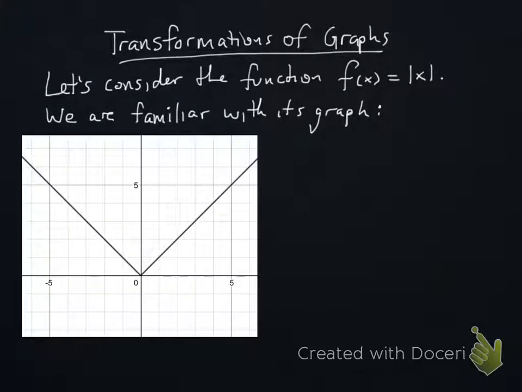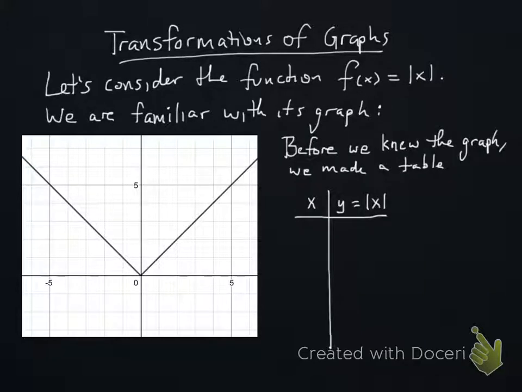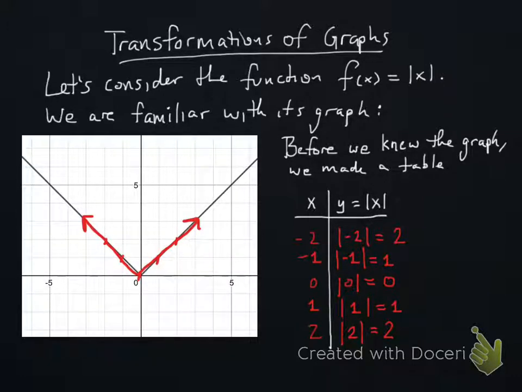Today we will learn about transformations of graphs. We begin with the function f of x equals absolute value of x, whose graph we know. But before we knew the graph, we made a table to determine what the graph looked like. You know the story. Choose values for x, then plug them into the function to get the corresponding y value, plot those points to see the shape of the graph.